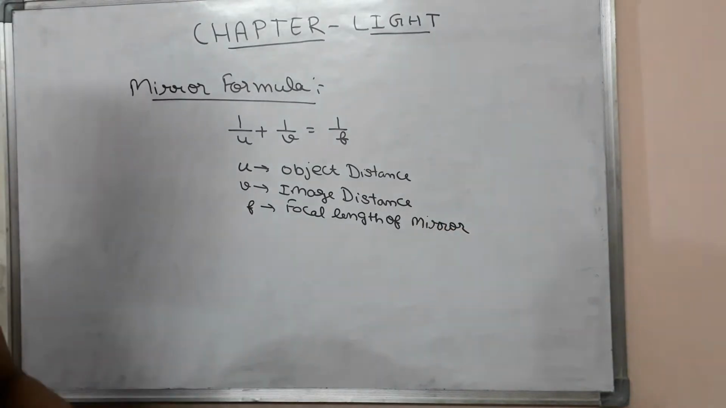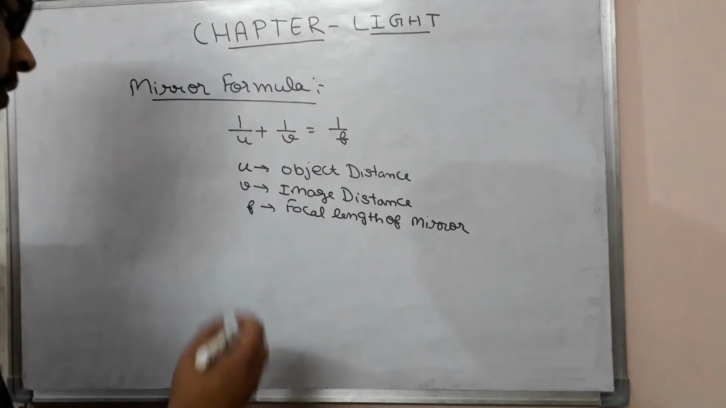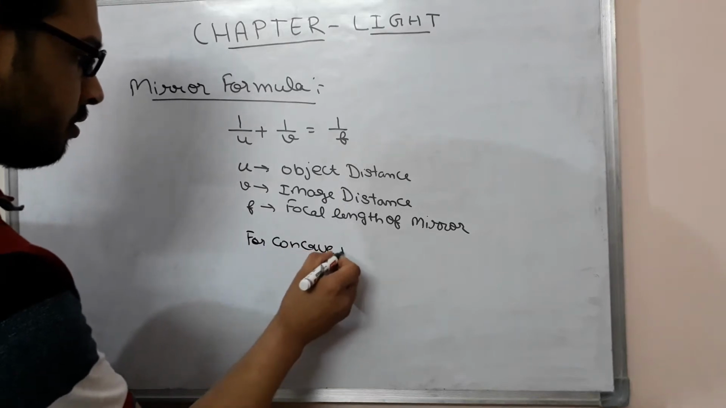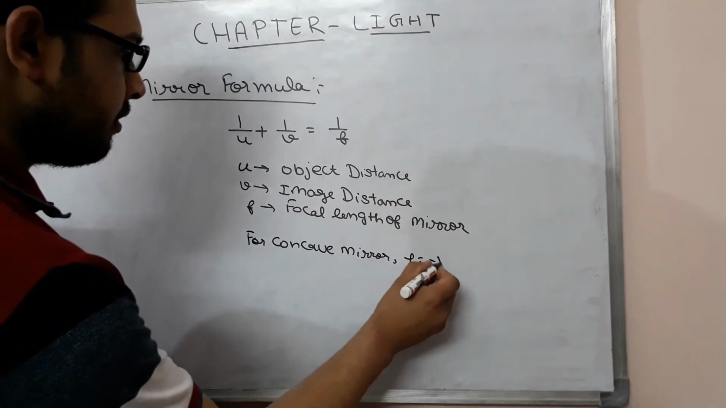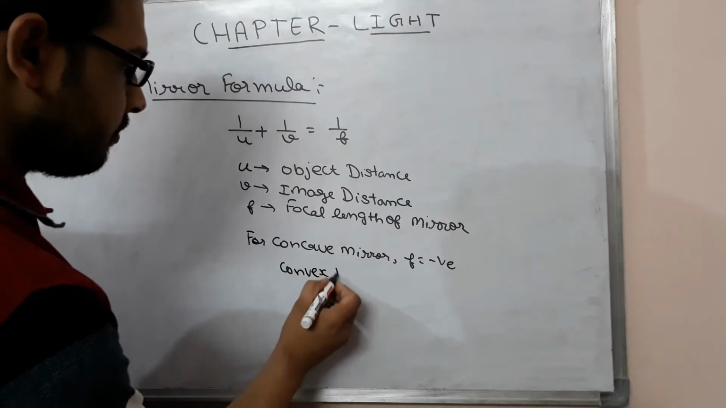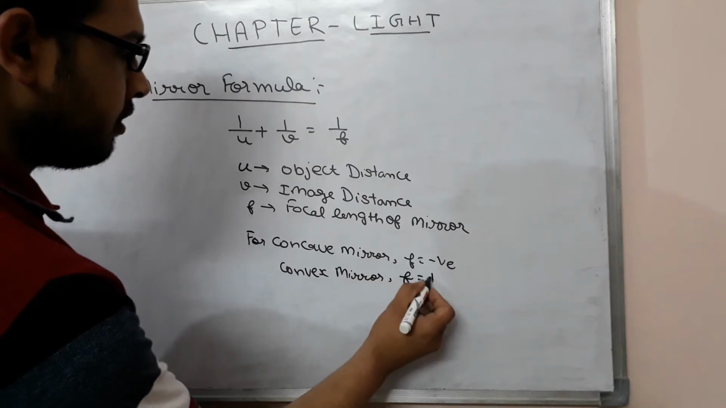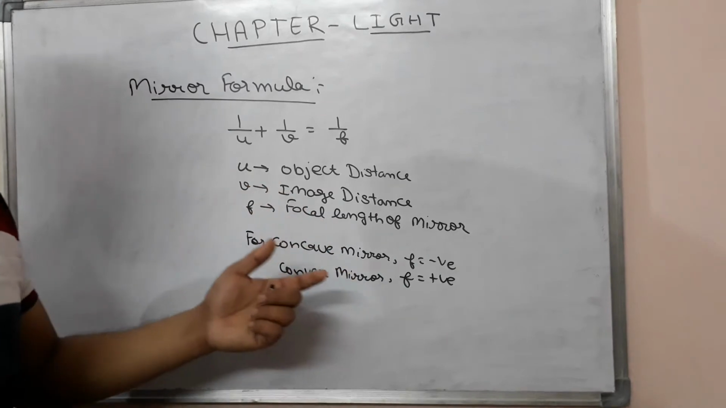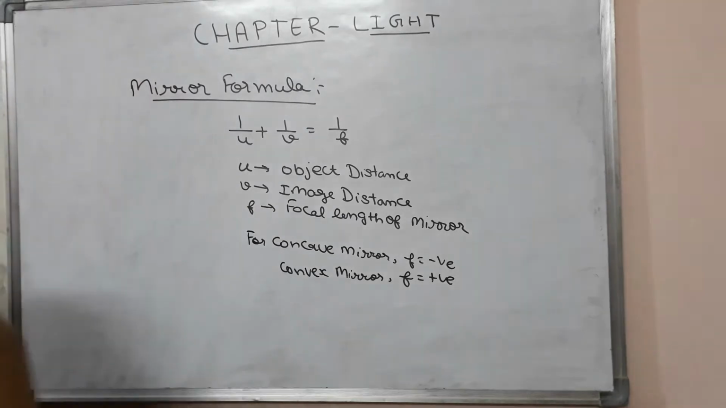For a concave mirror the focal length will be negative, and for a convex mirror the focal length will be positive. So for a concave mirror f is negative, and for a convex mirror f is positive. So mirror formula is 1 upon u plus 1 upon v is equal to 1 upon f. Now we will solve some numericals of the mirror formula.